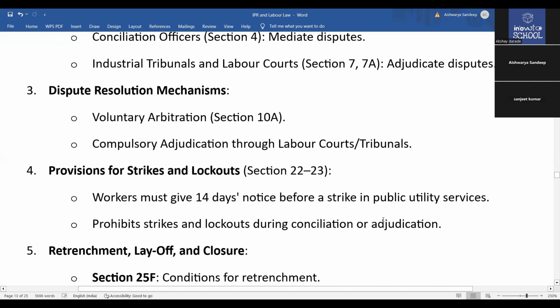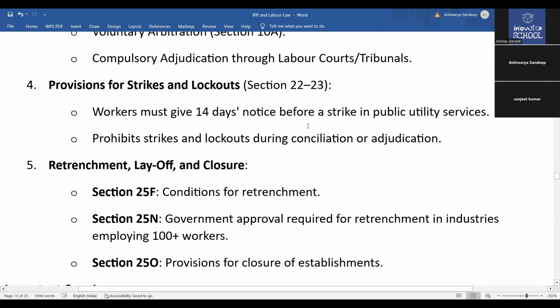You have the dispute resolution mechanism, which talks about voluntary arbitration under section 10A. Then comes your compulsory adjudication through labor courts and tribunals. Your provision for strikes and lockouts. Now the workers, they must give 14 days notice before a strike. If you talk about the Industrial Disputes Act, it talks about strikes, retrenchment, layoff, and closure. It also prohibits strikes and lockouts during conciliation or adjudication.